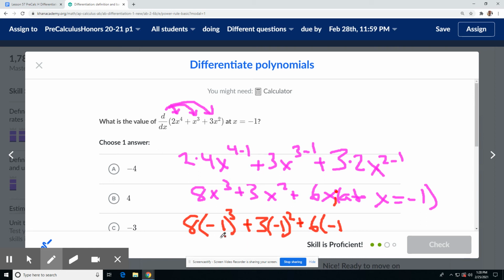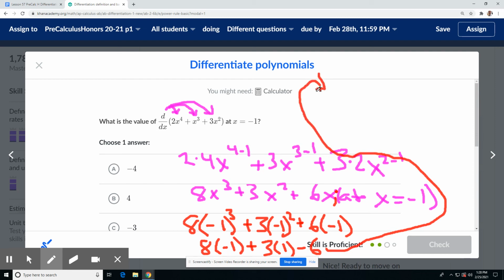All right, simplifying, a negative to an odd exponent will be negative, so that's 8 times -1. A negative to an even exponent means the output will be positive, so that's 3 times 1. And 6 times -1 is -6. Okay, all that turns into -8 plus 3 minus 6. So that's -11.